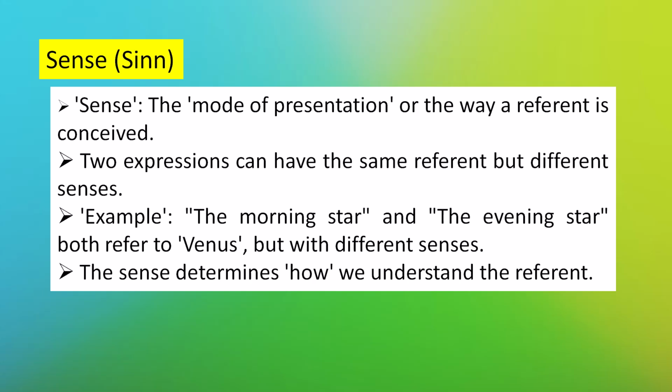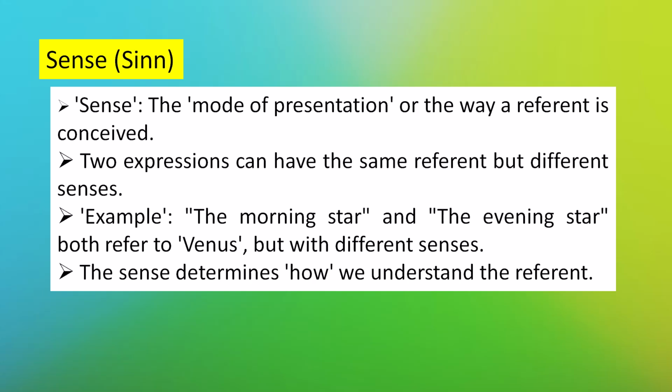For example, the term morning star refers to the planet Venus, but its sense is the concept of the brightest star visible in the morning. On the other hand, the term evening star also refers to Venus, but its sense is the concept of the brightest star visible in the evening. So morning star refers to Venus, but that is visible in the morning, and evening star refers to Venus, but it appears in the evening.